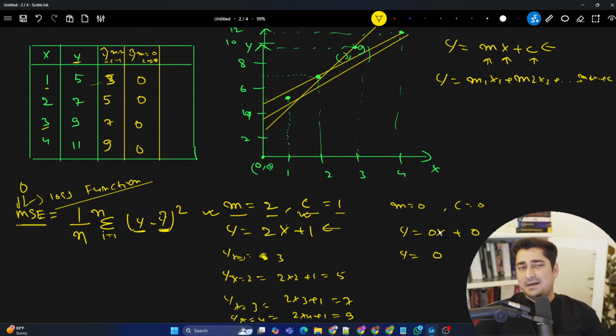This time, again, I'm trying to do an experiment, and I have taken m equal to 0, c equal to 0. So my prediction is also going to be 0, 0, 0, 0. Okay, that's fine. Now, let's try to do the math for this MSE.